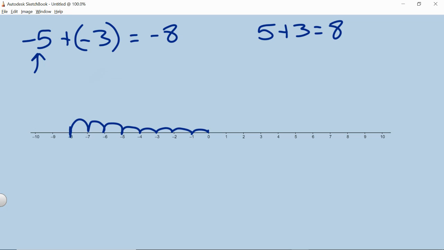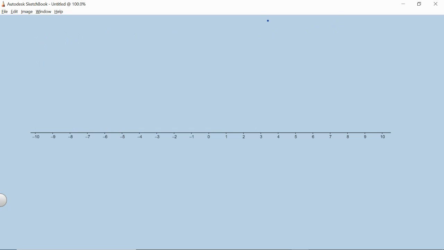Don't worry about that, though. We're going to talk about a shortcut way for doing all this addition and subtraction later on. For right now, I just want you to use the number line.